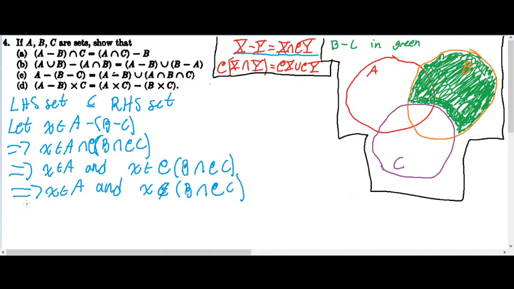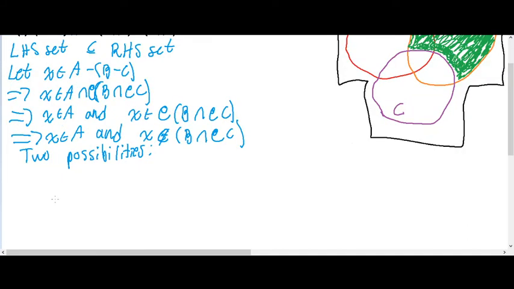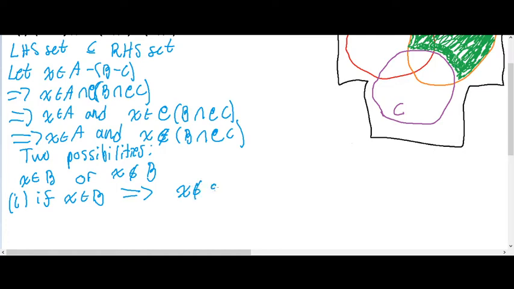Now, for any x in A and x that's not in B intersect the complement of C, we could have two possibilities. We could have that x is in B, or x is not in B. Now, if x is in B, then since x cannot be in B intersect the complement of C, we must have that x is not in the complement of C. So, for case 1, if x is in B, then this implies that x is not in the complement of C.